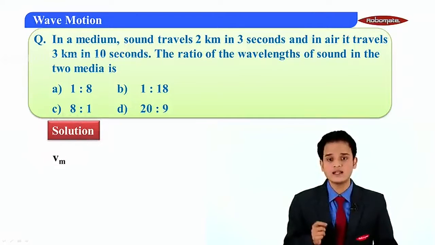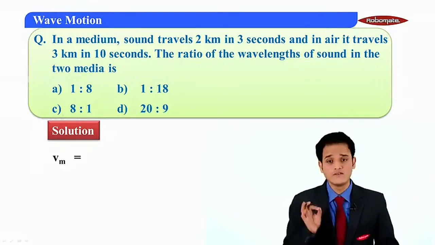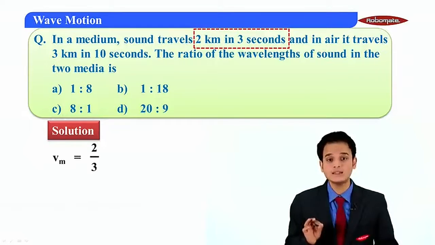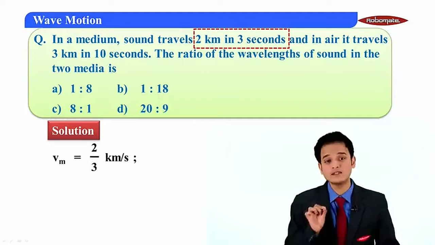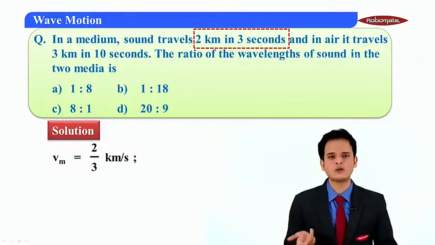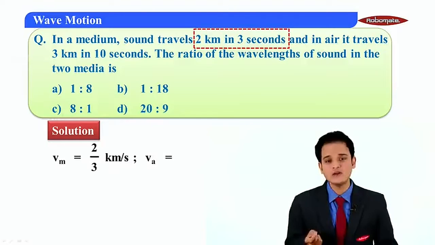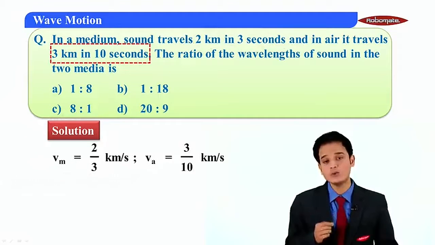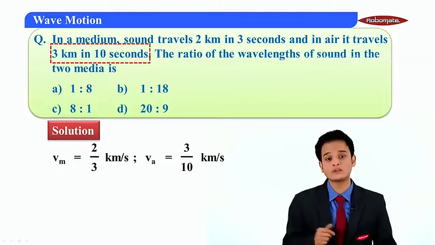Now students, let us have a look at the solution. Vm, that is velocity in the medium, is going to be distance upon time. So it is nothing but 2 kilometers in 3 seconds. So 2 upon 3 kilometers per second. Let us have a look at the next. Va is equal to, what is Va going to be equal to? Va is going to be equal to 3 kilometers in 10 seconds, that is 3 by 10 kilometers per second.